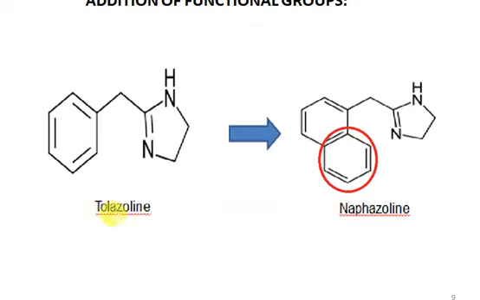So this is tolazoline, right? And what we have done, in order to improve the biological activity, is that we have brought another functional group. The other functional group is another benzene ring. So instead of having a benzene ring, we have a naphthyl group here. So having an additional benzene ring here has increased the activity. So this is an example of how we can carry out addition of functional groups.